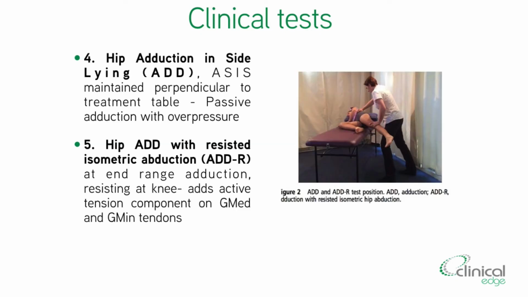The fourth test is hip adduction in side lying. So you can see it there. They've got the leg in line with the body, and then they drop it down to end of range adduction while maintaining the pelvis perpendicular to the bed. They then perform some overpressure on that and check for pain reproduction. So the fifth test was the same test, but then they added isometric abduction at end range adduction. So they resisted at the knee while a patient pushed directly up, and so that added that active tension component of your glute med and glute min tendons.